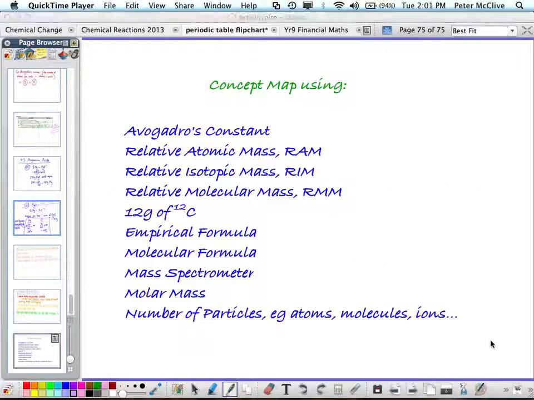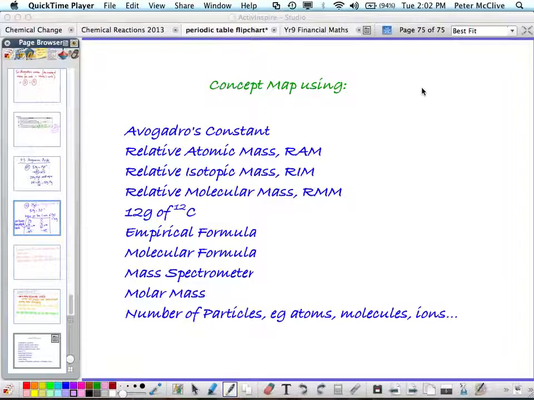Last thing. You'll also have to do a concept map. What's a concept map? This is really just linking things together. This is the sort of thing you could do beforehand and bring in. There's nothing to stop you doing this now. So here's an example of a concept map. You just draw that one.